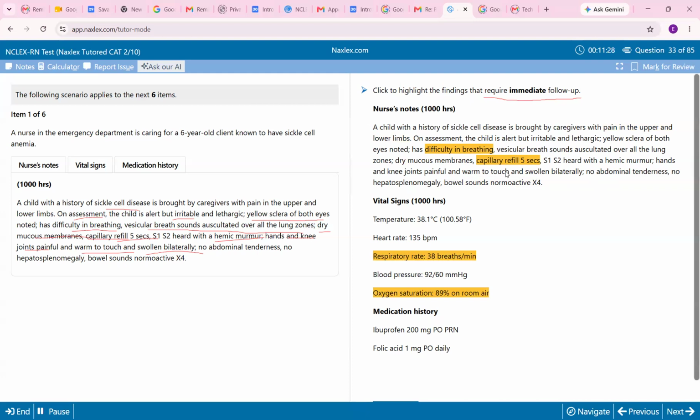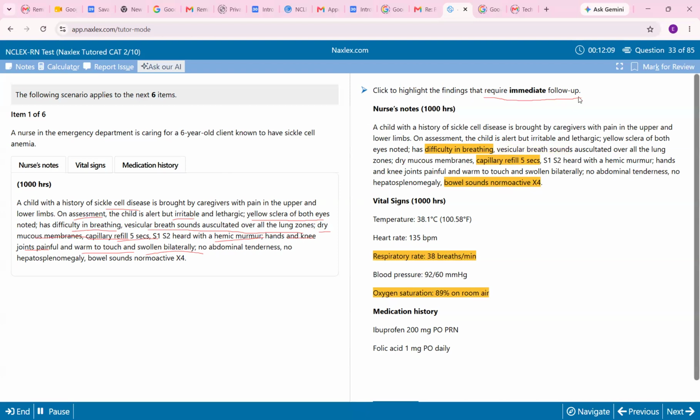Bowel sound is normal, it is or no? Normoactive. Normoactive means active, normal in all the four quadrants. If it is high, for example in diarrhea, the bowel motility is higher, and in such cases we will get a hyperactive bowel sound. In case of constipation, bowel motility is less, so there may be a diminished or hypoactive bowel sound. But here it is written bowel sounds normoactive.